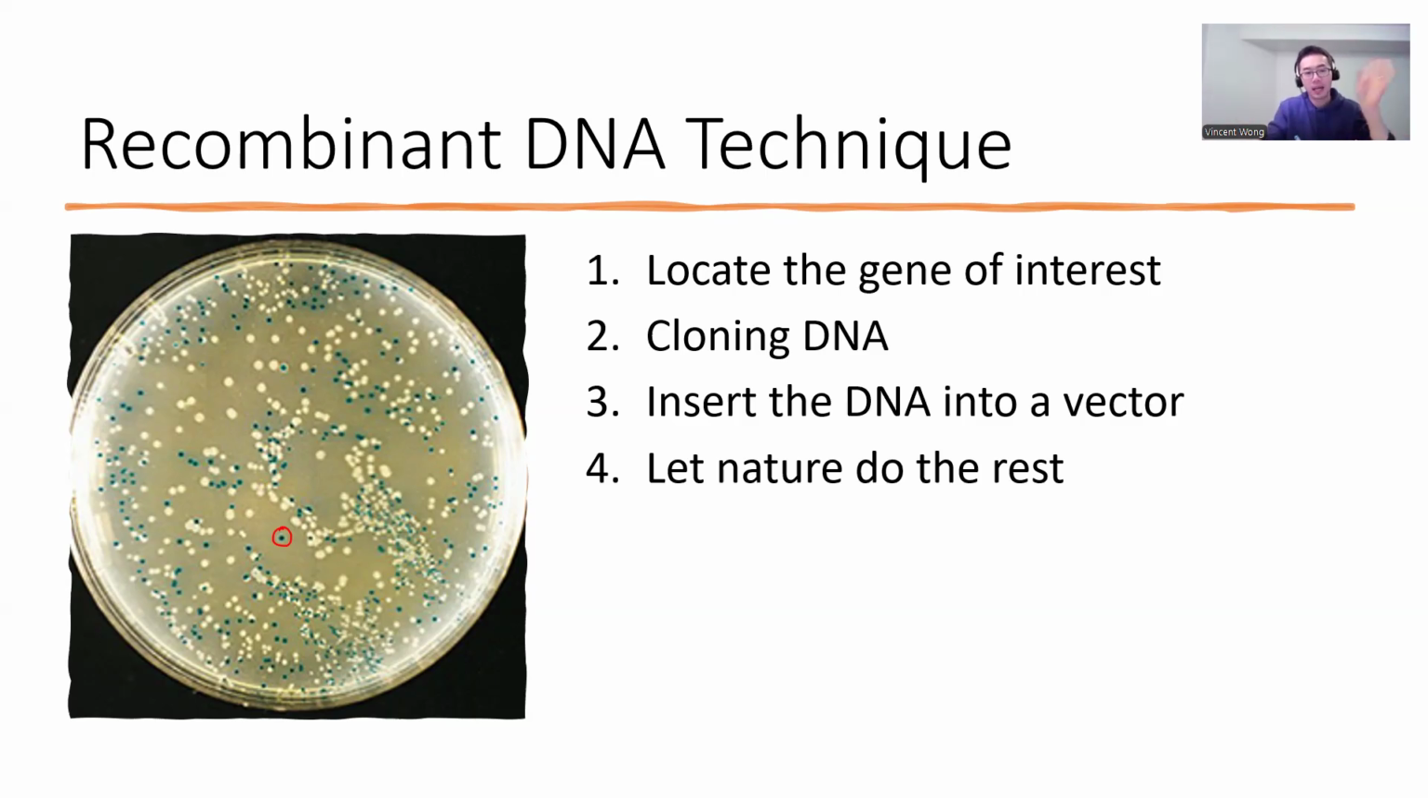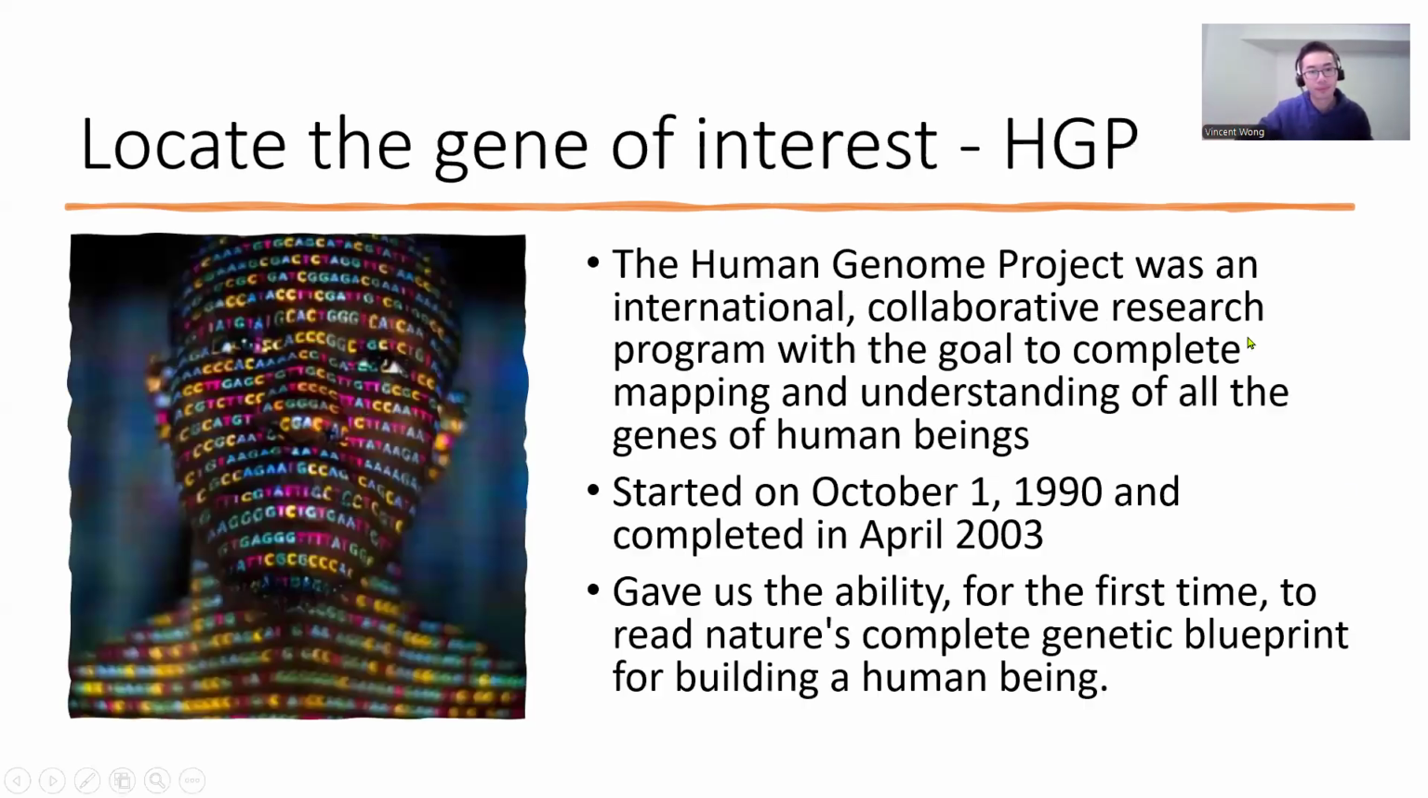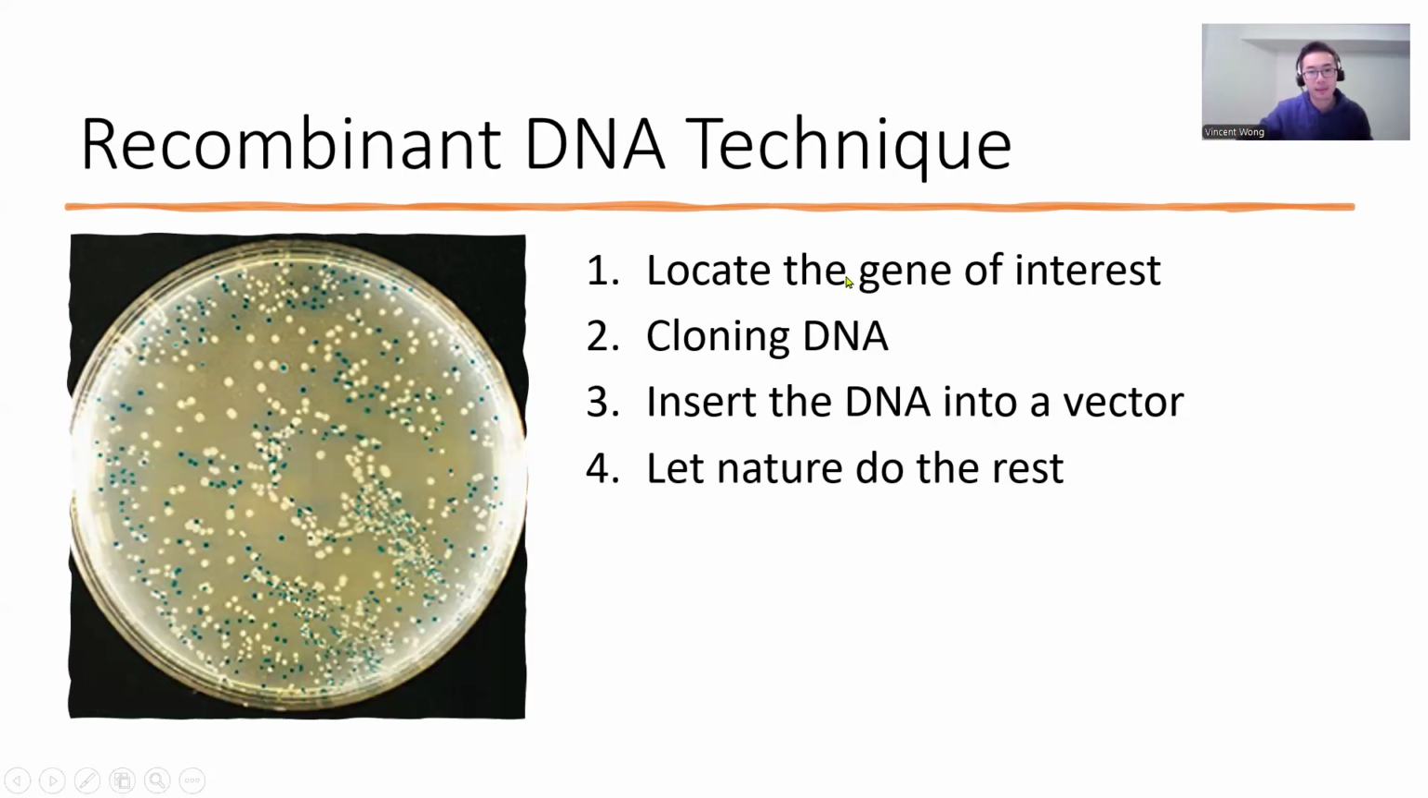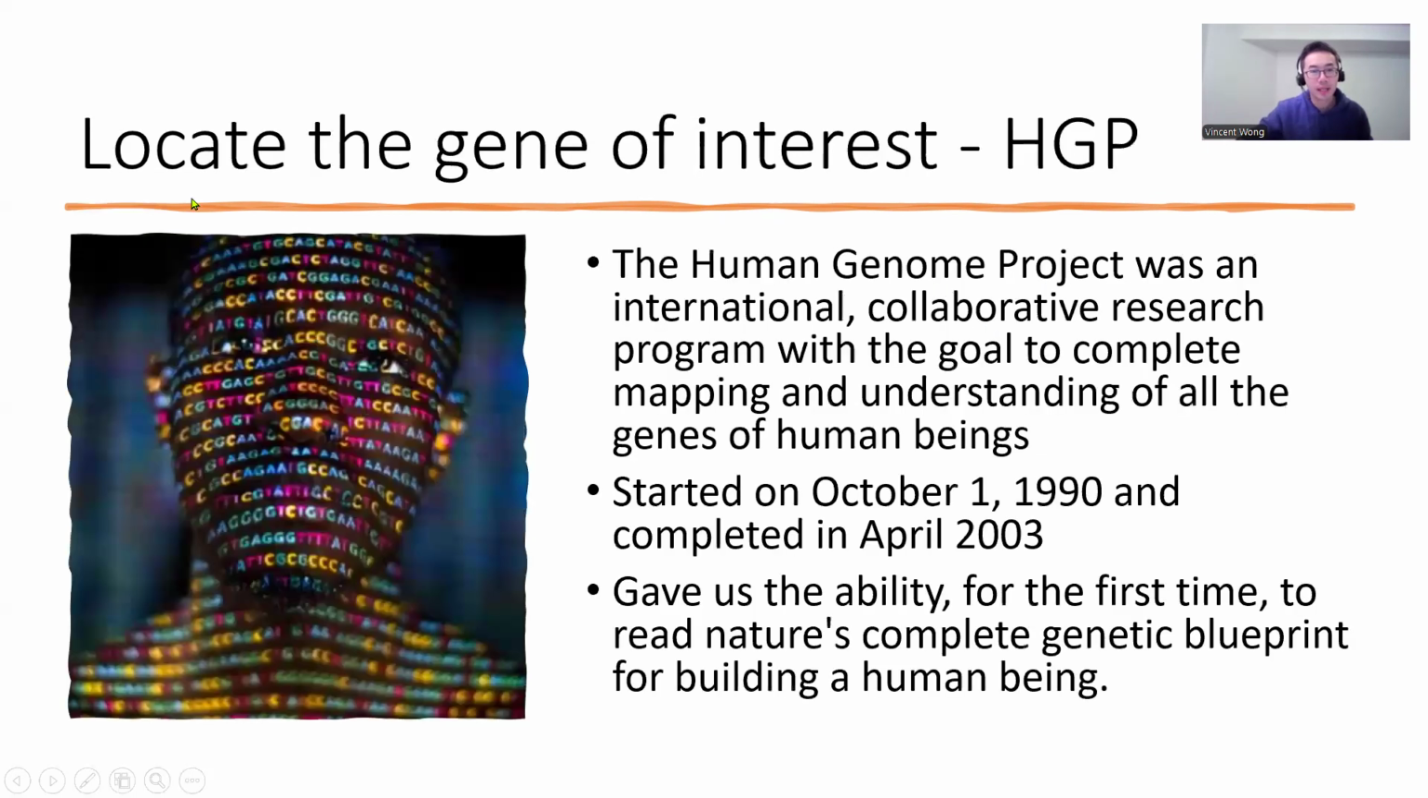We're not going to be talking about this technique though, because it is actually really hard to understand. We're going to be using another selection method. But I thought I'd show you a picture like that. So we are going to learn how to make bacteria that can produce insulin. First step, locate the gene of interest.